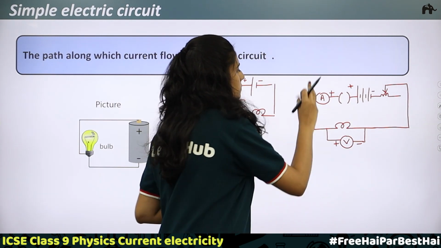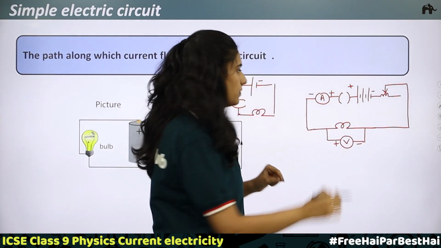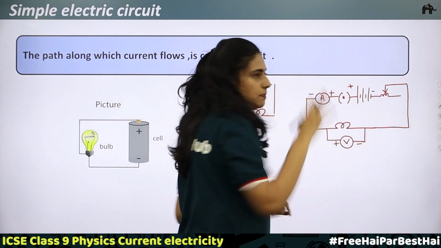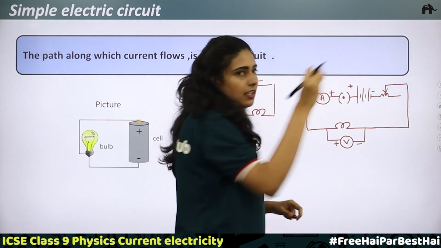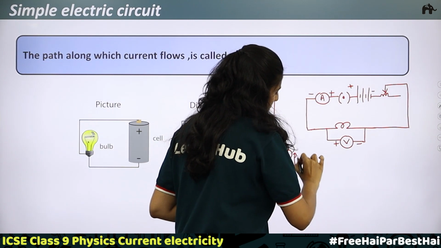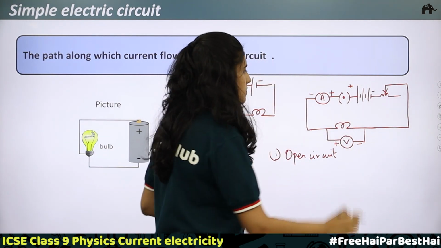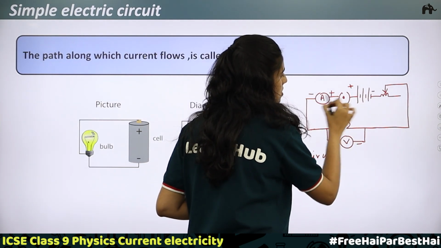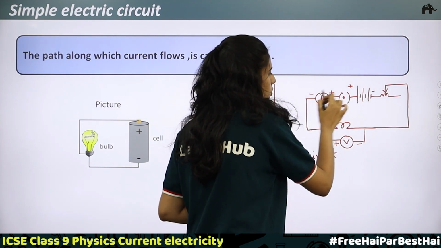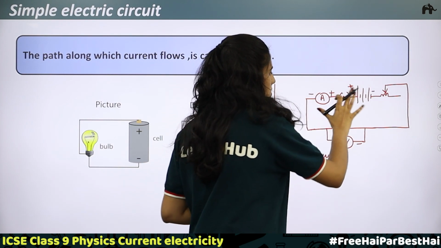Now, when the circuit is in this way, initially let's say the key was plugged in. Suddenly when you take out the key, what happens? It becomes an open circuit. In an open circuit, current cannot flow. From the battery it will start, but here it is not continuous. There is no connection. The current will stop there. It won't reach the ammeter, it won't reach the voltmeter, it won't reach the bulb. So this is what happens.